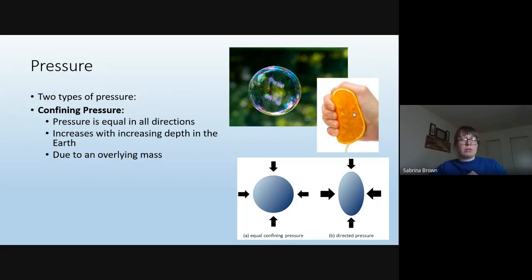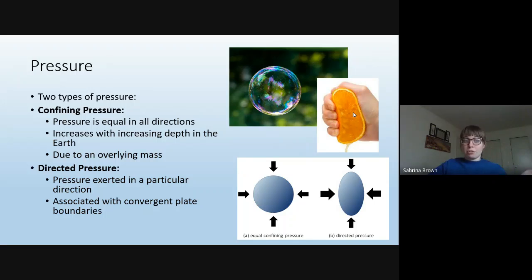And so this is why bubbles are round, because in our atmosphere, we have confining pressure where pressure is equal in all directions. And confining pressure is due to an overlying mass. And so right now we feel confining pressure around us from the weight of the atmosphere on top of us. And if you go farther and farther down into Earth, this confining pressure is going to increase. And so, for example, think about like the more blankets that you put on top of yourself, the more and more confining pressure you feel from that overlying mass.